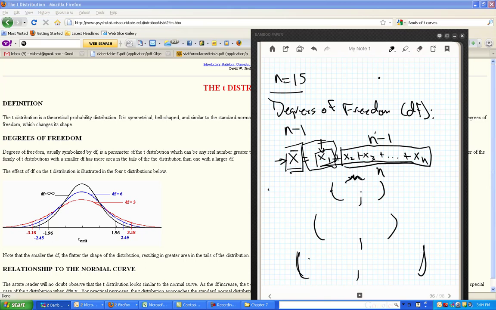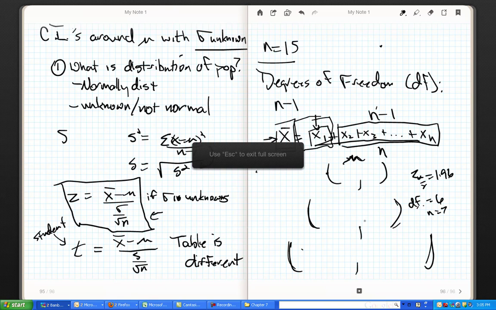I can't have him be in this little guy right here that's created when, remember back when my z alpha over 2 is 1.96, right? When my degrees of freedom are less, when in this case it's 6, which means that n is 7, I have to build this guy out to be more confident. All right, I hope that explains that. We'll get a lot of practice with degrees of freedom, so don't panic. All right, now let's go ahead and use our formula.